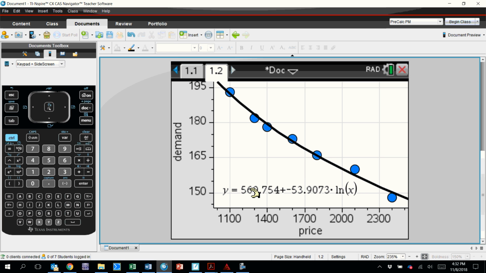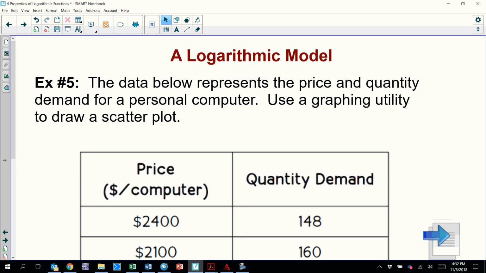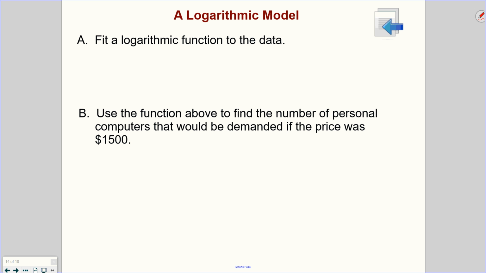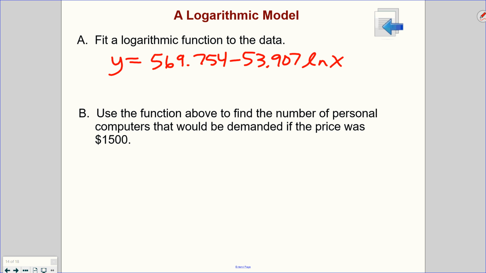And then it says, use the function to find the number of personal computers that would be in demand if the price was $1,500. Well, remember, price was saved as X. There are several ways that we can do this. So let's write it down, and then we'll go back to the calculator. So remember, we can store this function. So this is what we got when we did our regression, so this is the logarithmic function.